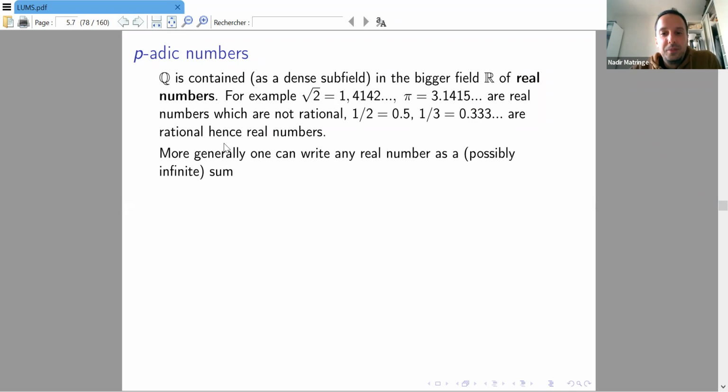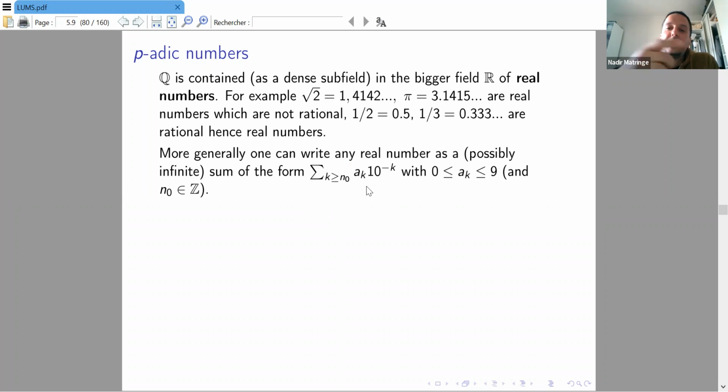So what's the general form of a real number? You can always think of it as a decimal expansion. So a decimal expansion is a possibly infinite sum of this form, where the a_k are between 0 and 9. And I remind you that this decimal expansion is not necessarily unique. In some exceptional cases, you can have two numbers which have the same decimal expansion. For example, one can be written 0.99999, etc., or it can be written as a 1.000 finite expansion.